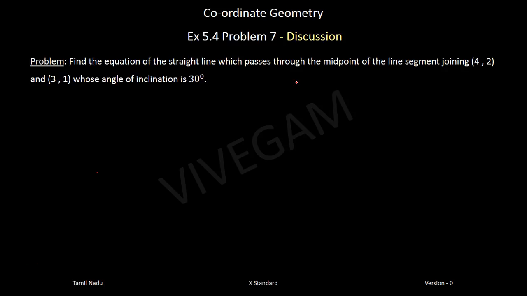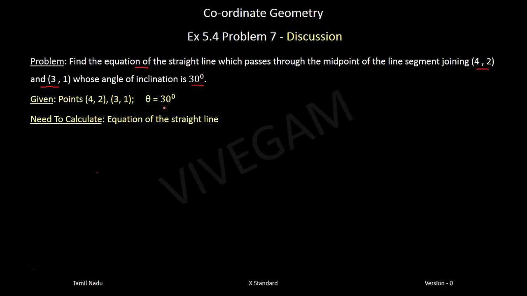That is, there is a line which passes through the midpoint of these points. There are 2 points, there is a midpoint, we need to calculate the midpoint, and the required line passes through this midpoint and has an angle of inclination 30 degrees. Okay, we're asked to find the equation of the straight line. So what is given? There are 2 points, (4, 2) and (3, 1), and we need to find the midpoint of that, and the line passes through the midpoint of these 2 points and has an angle of inclination 30 degrees.